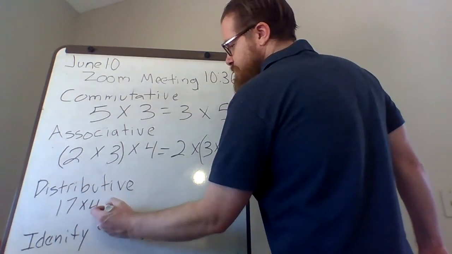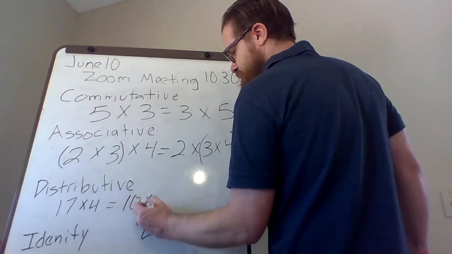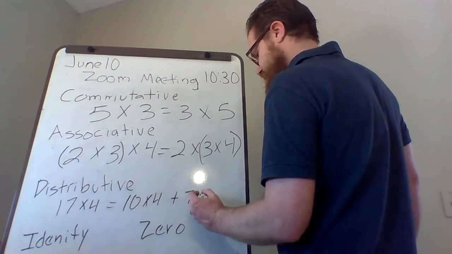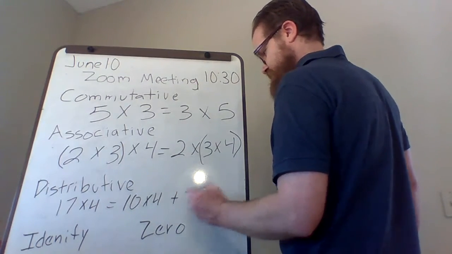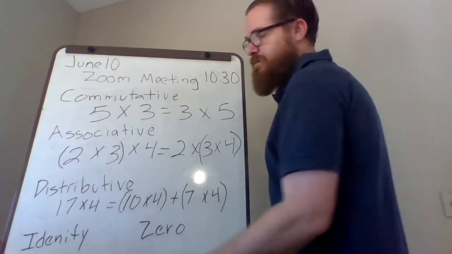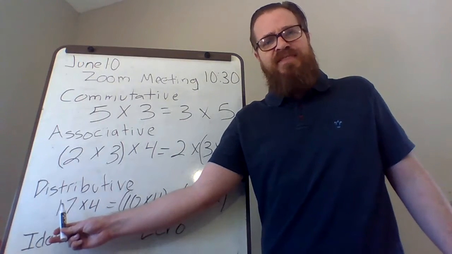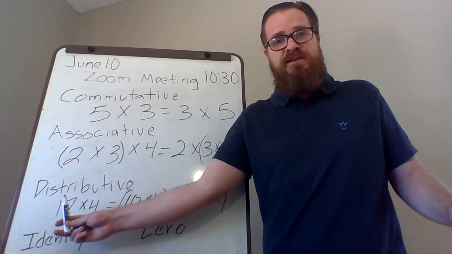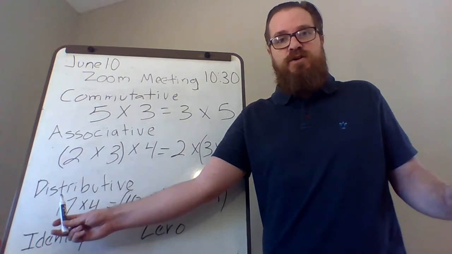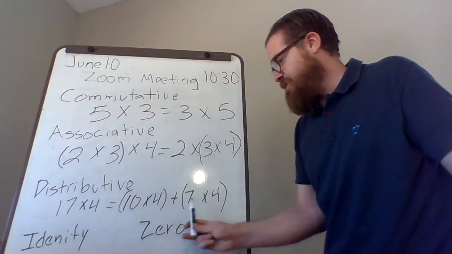17 times 4 I can break apart into 10 times 4 plus 7 times 4. Now let me explain how I did that. I looked at the big number. The big number in this case was 17. And I thought this would be a great number to break into pieces because it's already so big, it would be nice to have it in smaller pieces. So I broke up 17 into 10 plus 7.